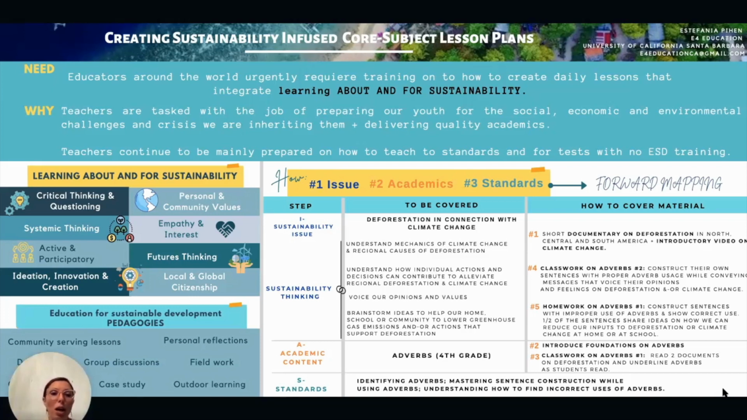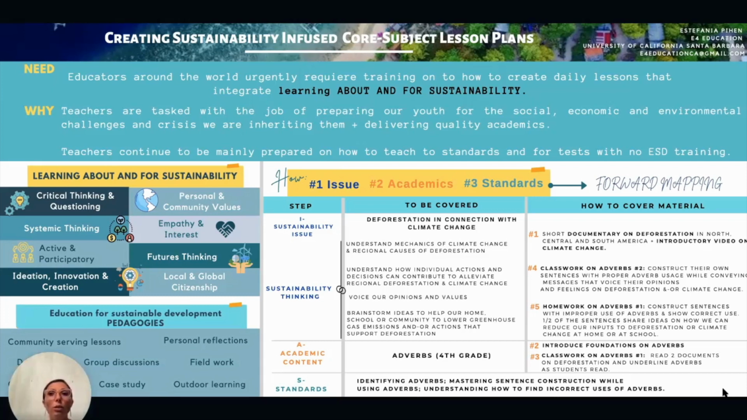Let's talk about what is the need. We know that educators around the world are faced with the task of not only delivering quality education for our youth. Now, with the amount of access to information that our students have, educators are also faced with the task of teaching our students about different sustainability issues. Many times students are demanding that beyond learning about these issues, they're also acquiring the skills and the knowledge to be able to address these issues.